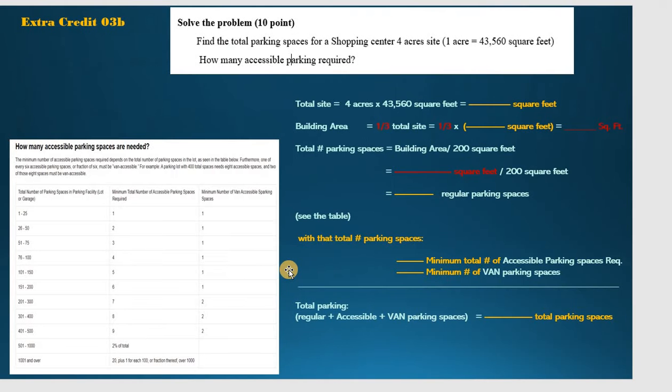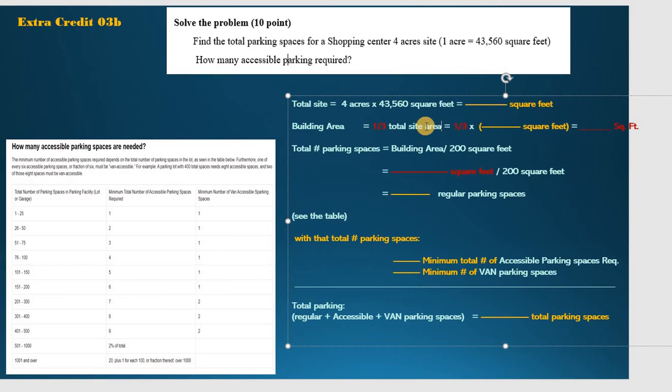After you read this one, you go back to your similar problem to change the acres. You have a shopping center with 4 acres, so you take 4 acres times 43,560 square feet. That's 1 acre. You multiply by 4, and you get the total area right here. And the building area equals 1/3 of the total site area. That means you take this one and put it in as the area. Okay, so this is 1/3. So you take 1/3 times this one, and you get the total square feet for the building.